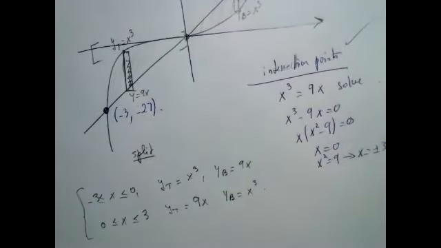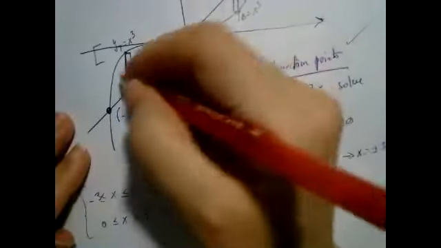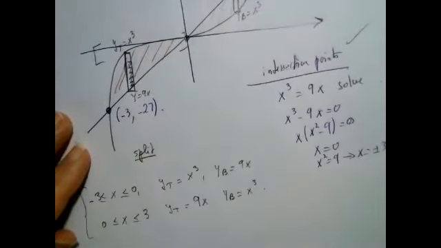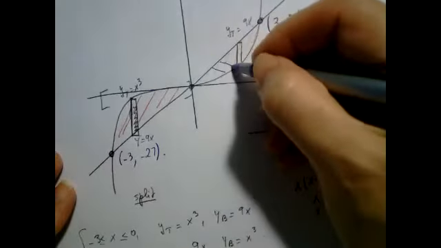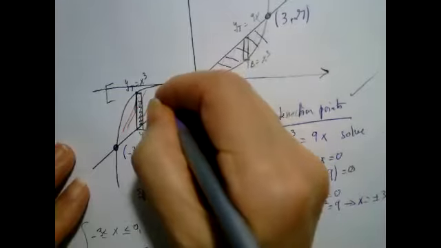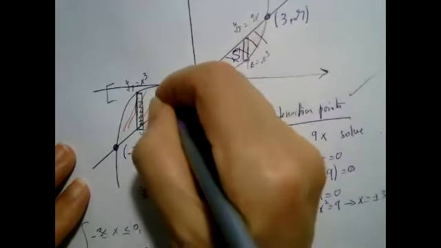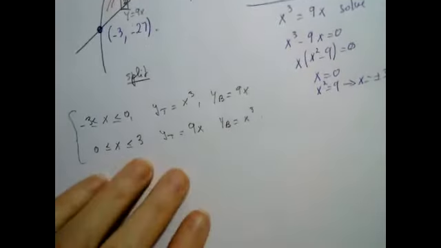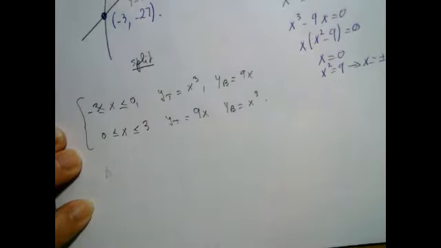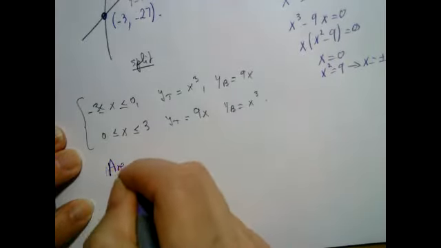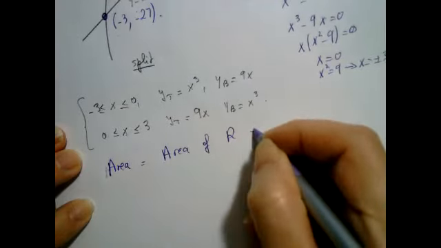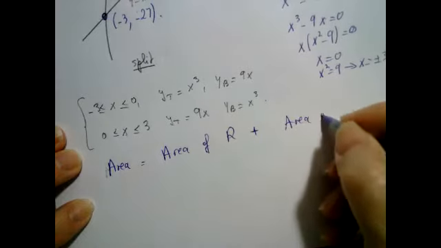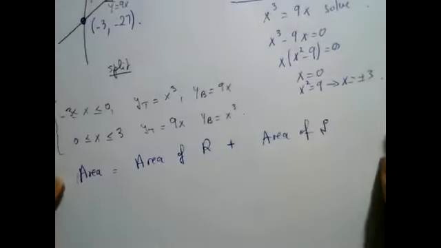So to compute the area, I need to compute this area by itself, because there is one formula for it, and this area by itself. I'm going to call this S, and I'm going to call this R. So we have to compute two different areas. All right, so the total area is the area of R plus the area of S. What's the R?